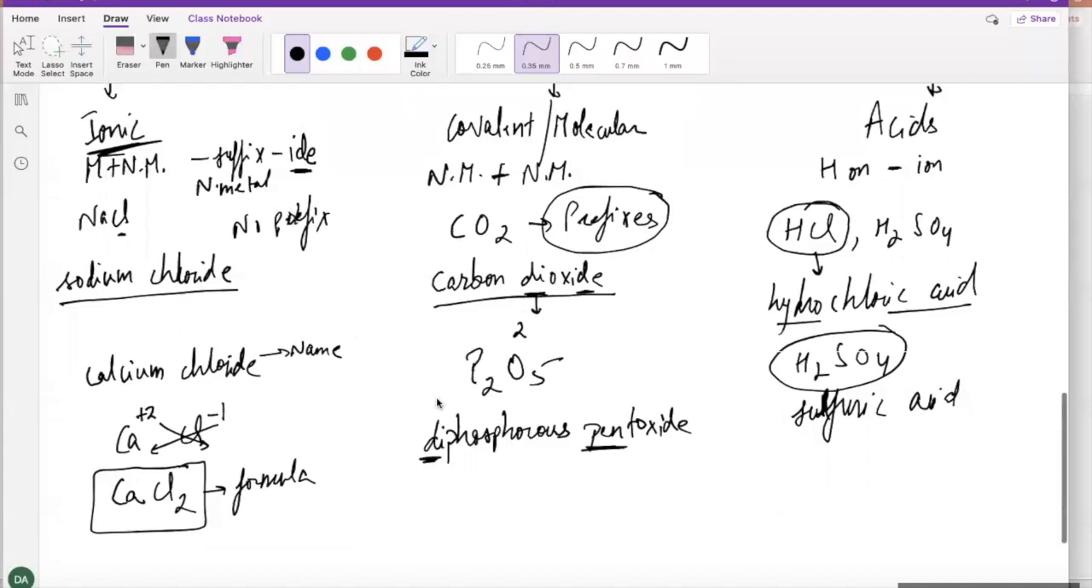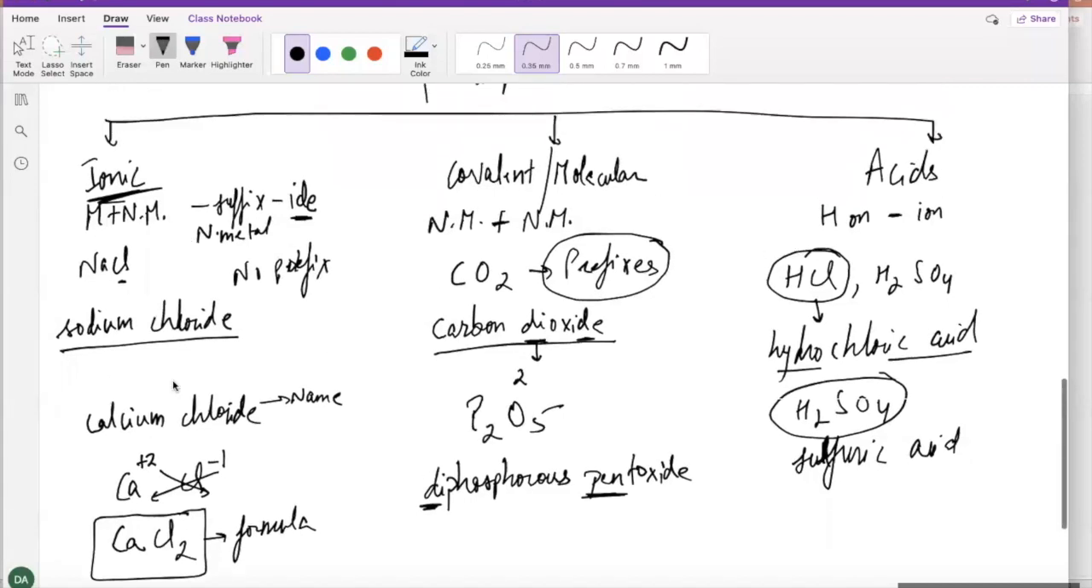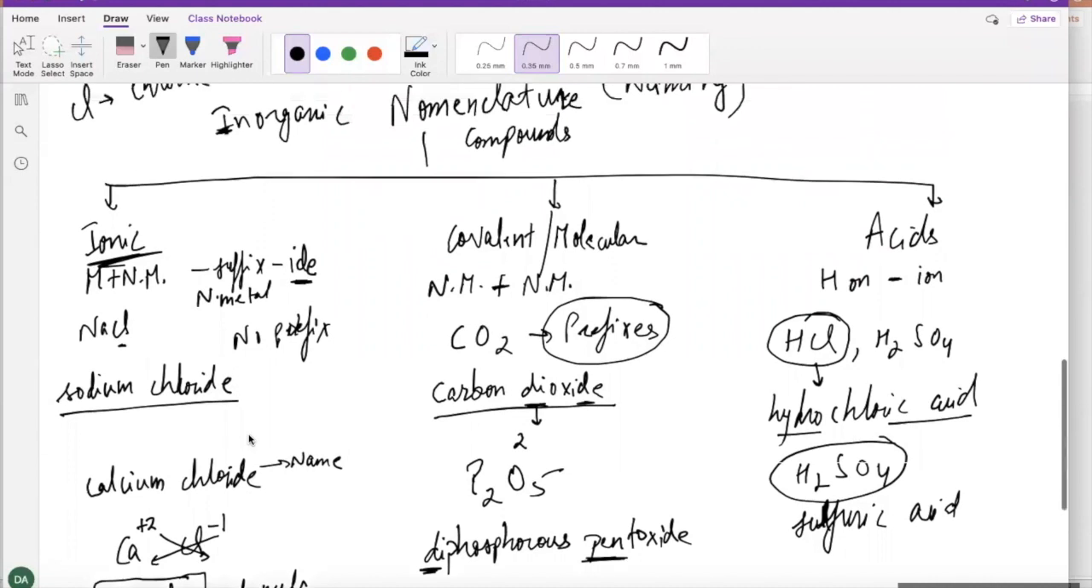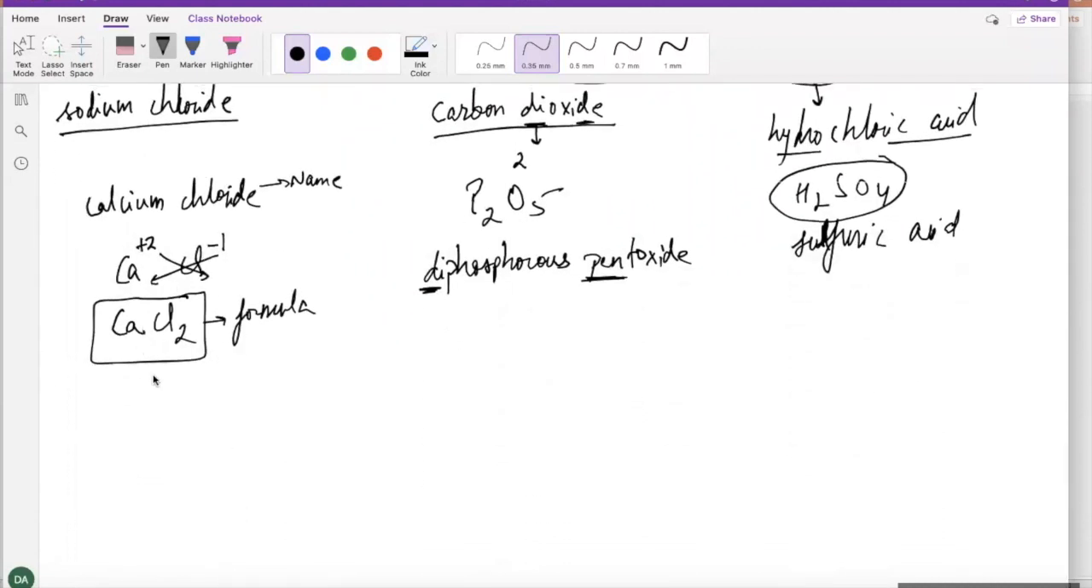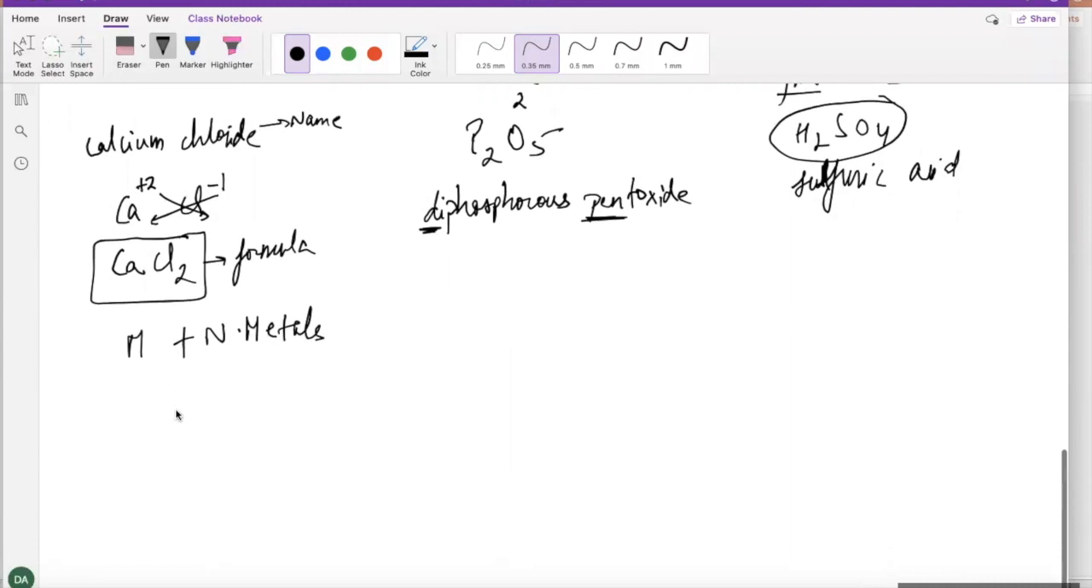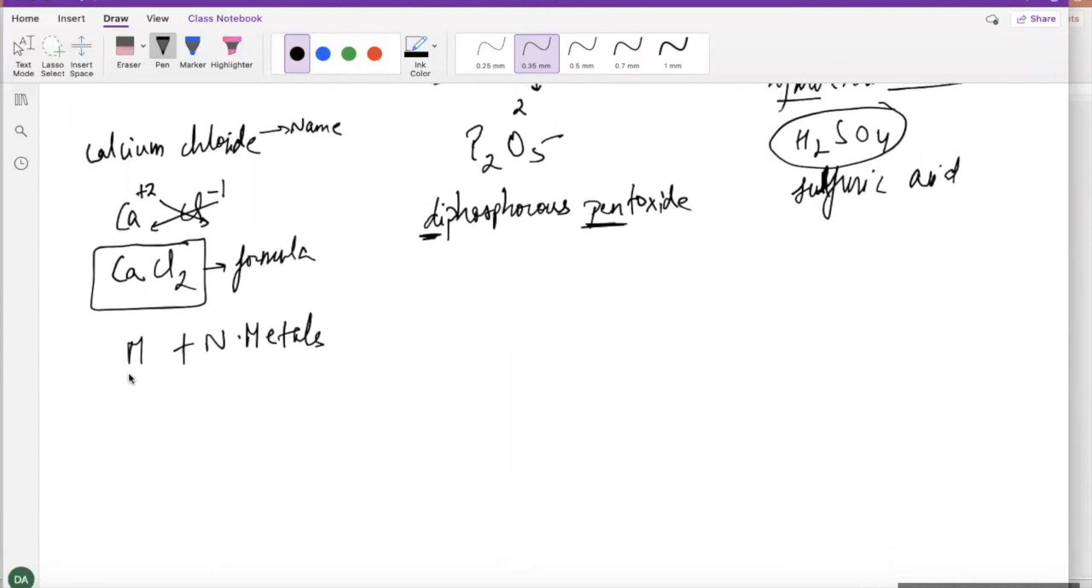Okay, so guys, now I'm gonna go back to ionic compounds. There's a little more that we need to learn here. When you talk about ionic compounds, you remember that ionic compounds are made up of metals and non-metals. I hope you will remember that after me repeating this so many times. Ionic compounds, metals, non-metals, and you know metals are two types, type 1 and type 2. Type 1 are fixed, and type 2 is not fixed.